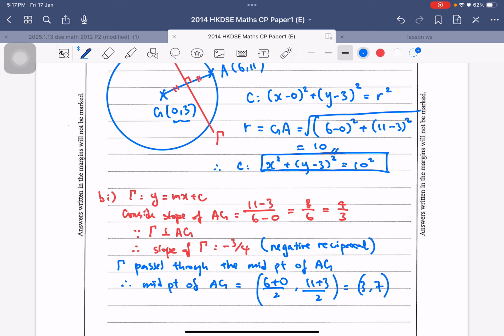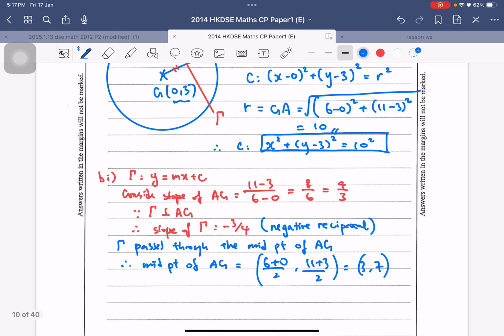Okay? We have the point. We have the slope, so we can substitute, isn't it? So substitute (3, 7) into which equation?